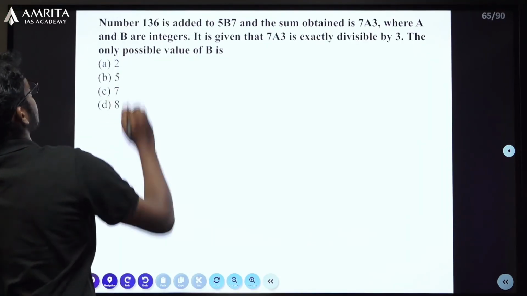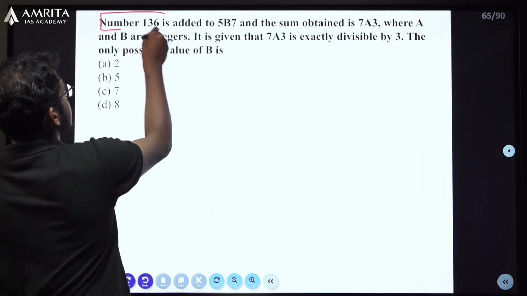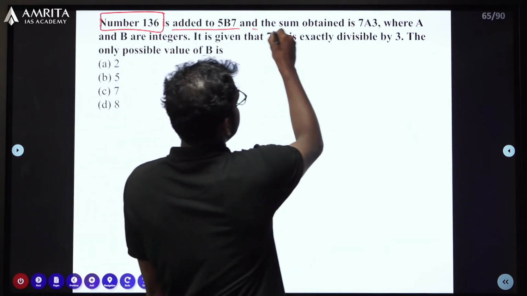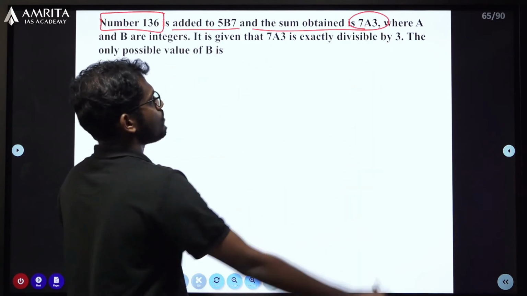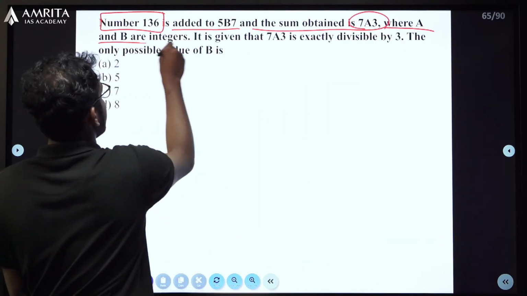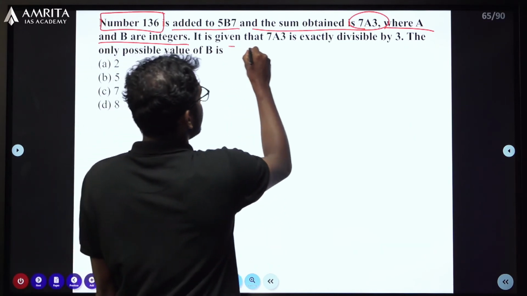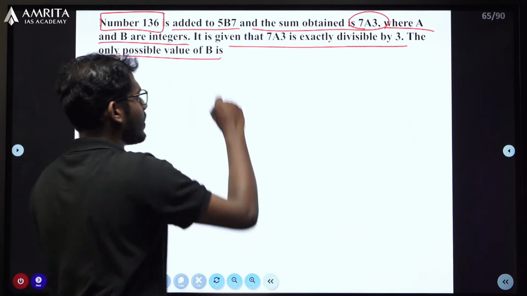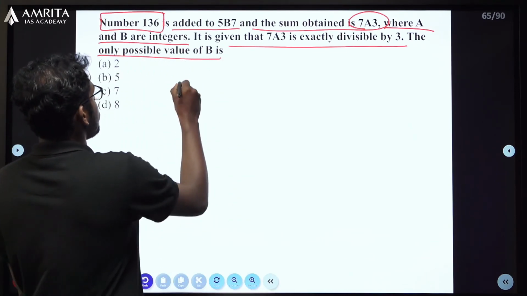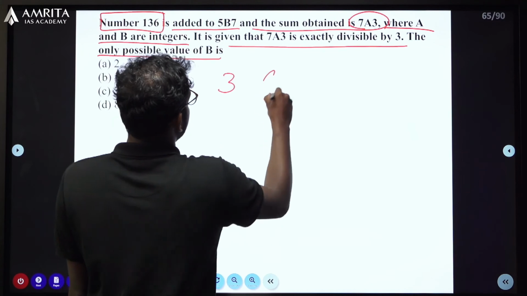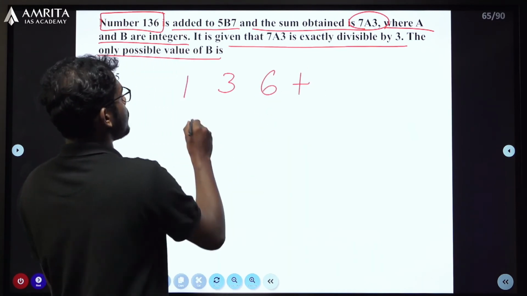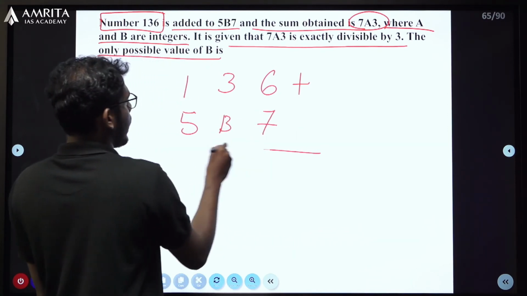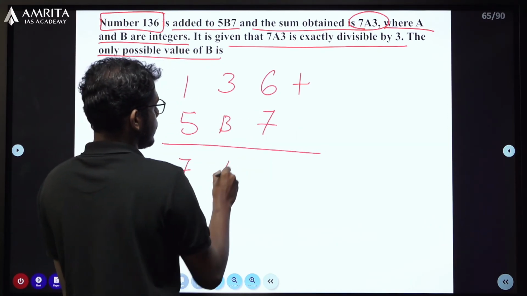Clear? Okay. The number 136 is added to 5B7 and the sum obtained is 7A3, where A and B are integers. It is given that 7A3 is exactly divisible by 3. The only possible value of B is. Okay. So the number 136 is added with 5B7 and the sum is 7A3.